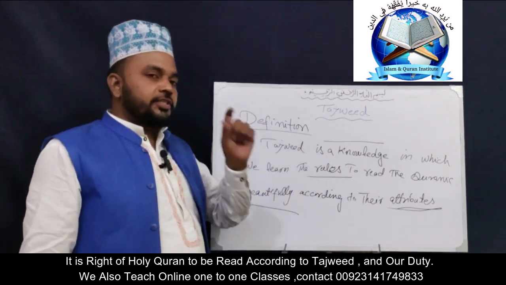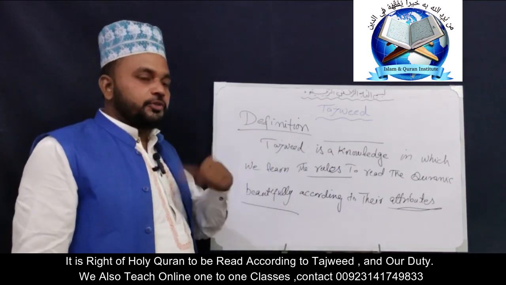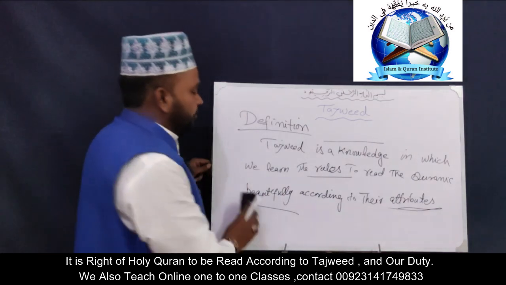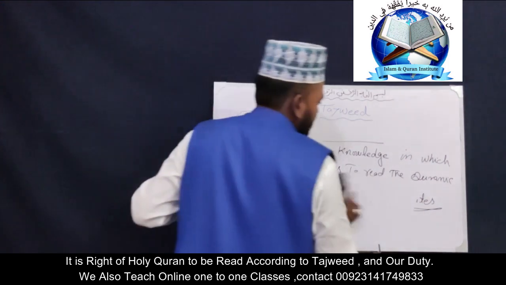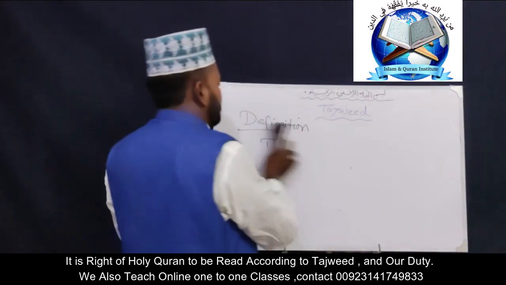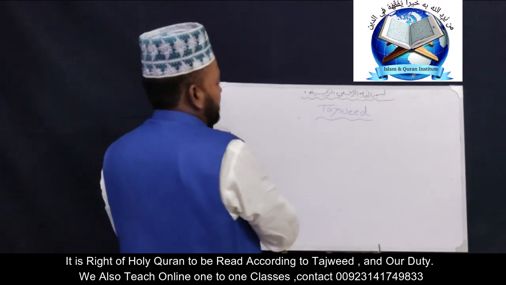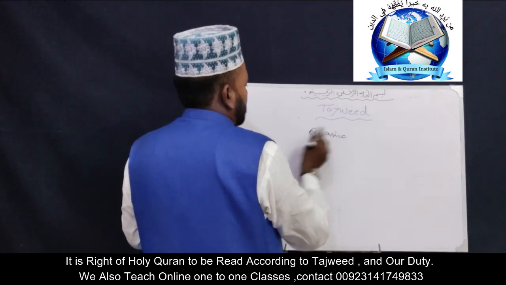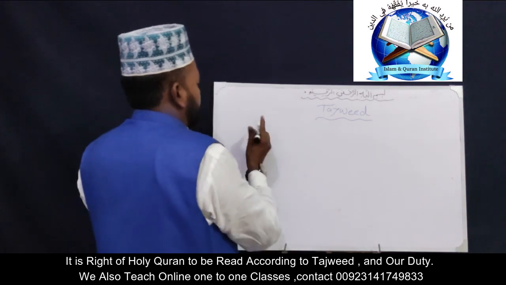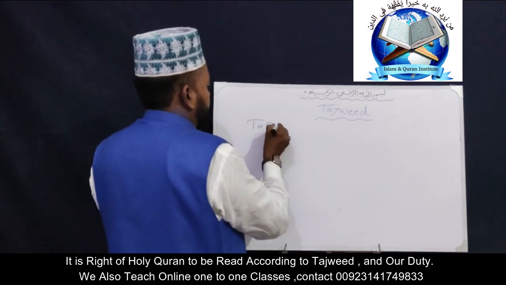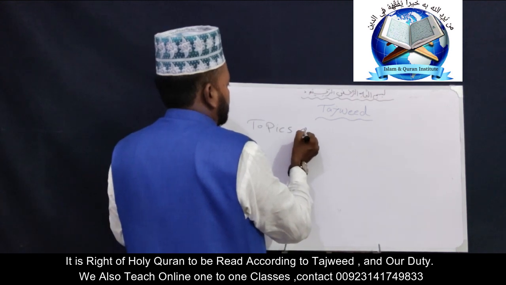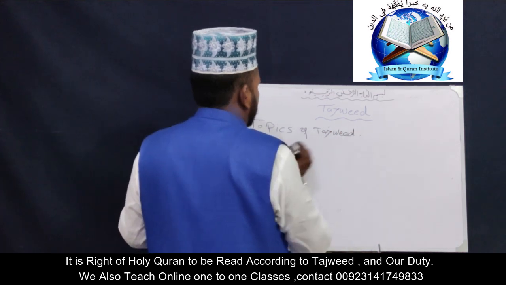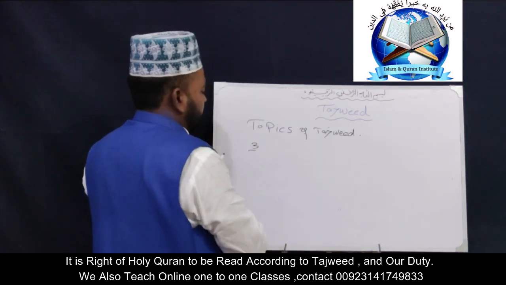If you divide the definition in 3-4 parts, it will become easier for you to learn. So Tajweed is a knowledge in which we learn the rules to read the Quranic words beautifully according to their attributes. This is the definition of Tajweed. So what is its subject? Its subject is Quranic words. Important topics of Tajweed: there are 3 most important topics in Tajweed.